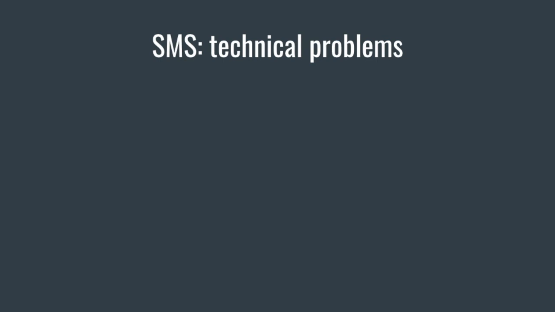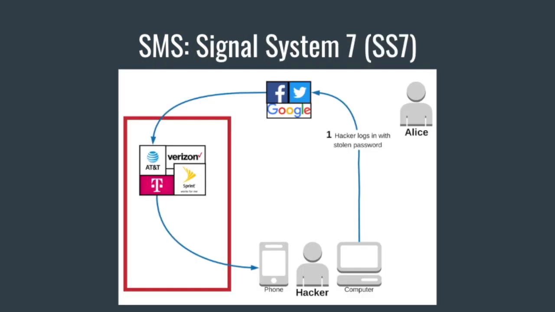OK, so moving away from some of the social problems and talking about some technical problems. The first is Signal System 7, or SS7. And if you're not familiar with SS7, it's a series of protocols that handles routing phone calls and text messages throughout the global phone network. It was originally created back in the 70s. And when it was created in the 70s, security was not top of mind. It's still at the core of the phone network today, and it still remains inherently vulnerable to abuse.